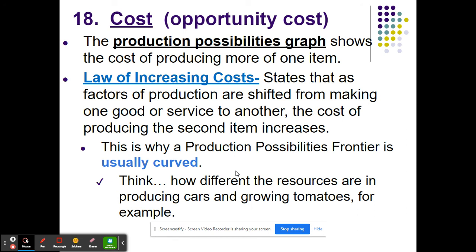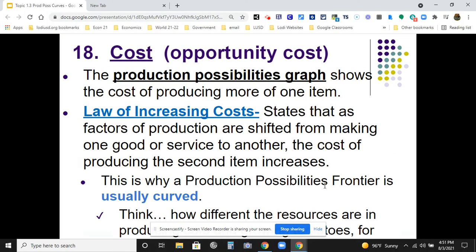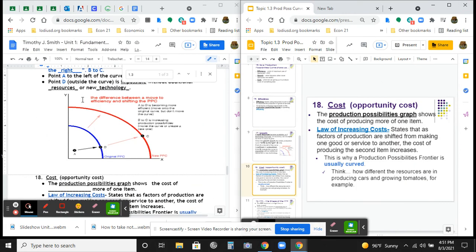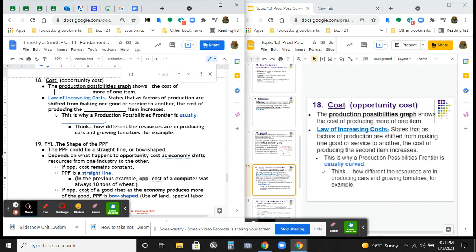All right, let's go to the next one. The production possibilities graph shows the cost of producing more of one item. All right, let's leave full screen, go back to split. And let's clean that up.